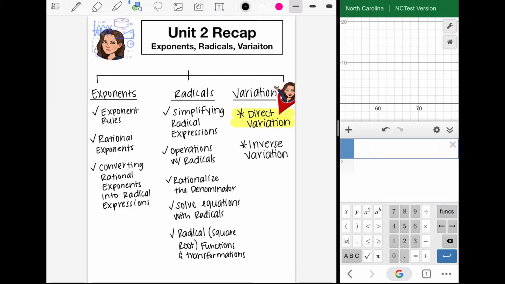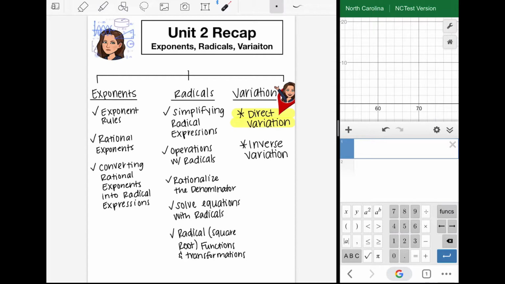In this video, we are going to recap Unit 2, which was exponents, radicals, and variation. We've already completed exponents and radicals. Now we are going to be looking at direct variation today. So just to remind you of everything we have learned so far, we went over exponent rules, rational exponents, converting rational exponents into radical expressions.